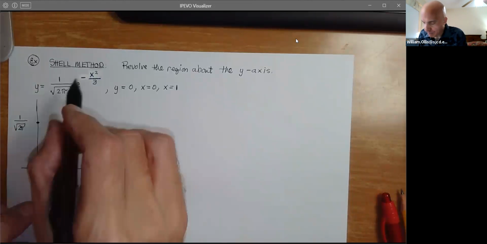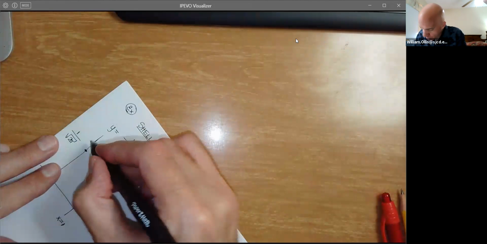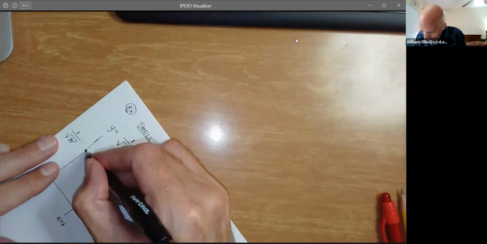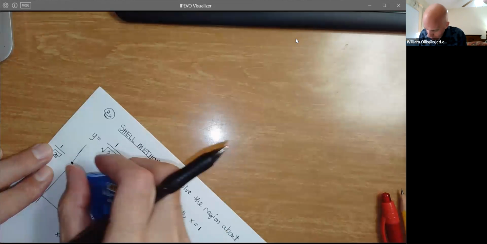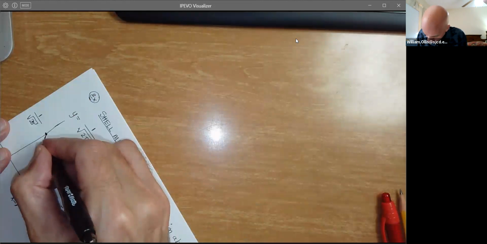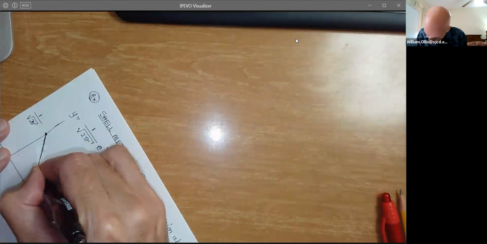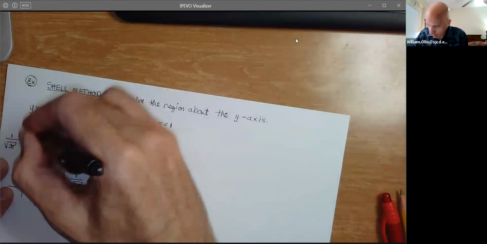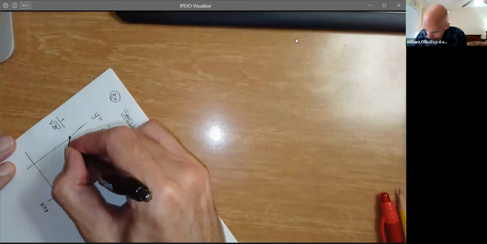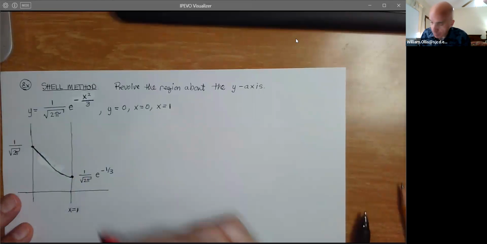Good. Again, the notation is really important. Now we have a decreasing function, so let's sketch that in. This is going to be asymptotic to the x-axis. Just a little bit of curve, and that's going out this way. So that's a nice exponential function. And we want to revolve about the y-axis.